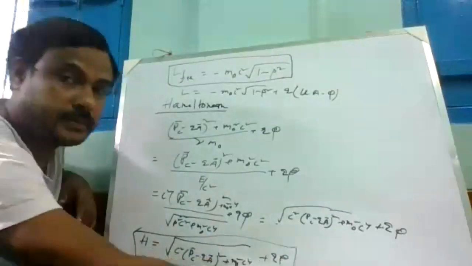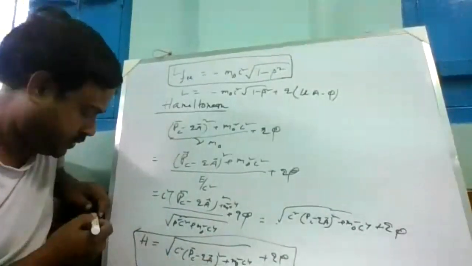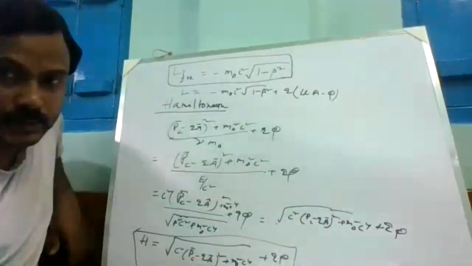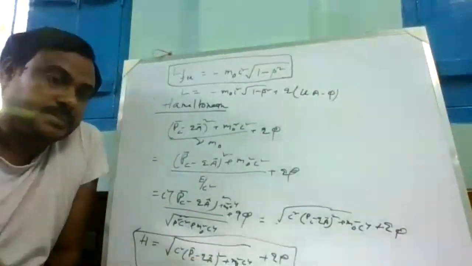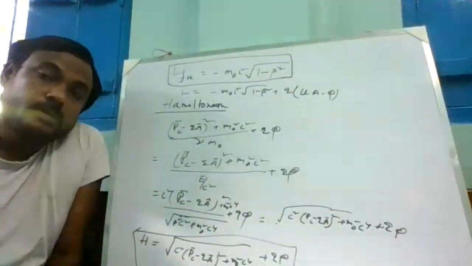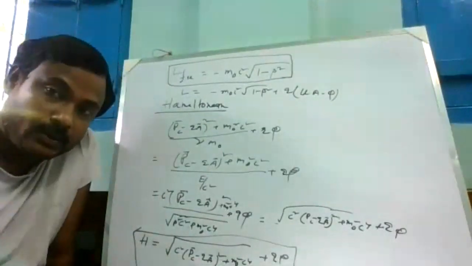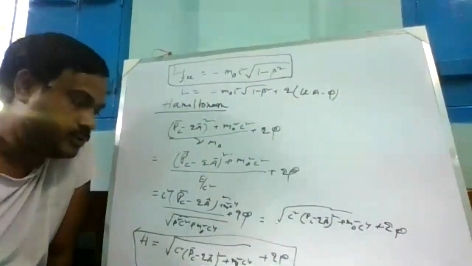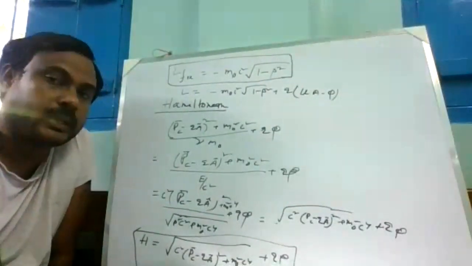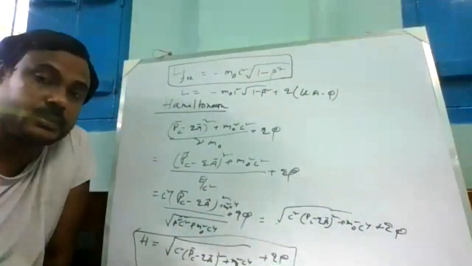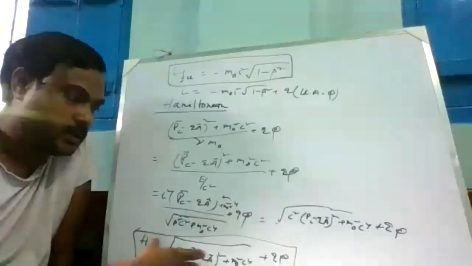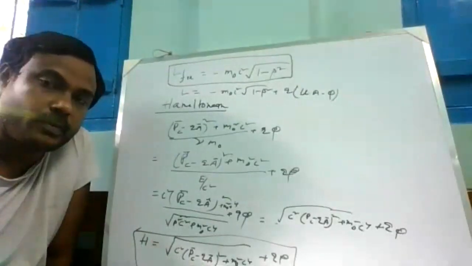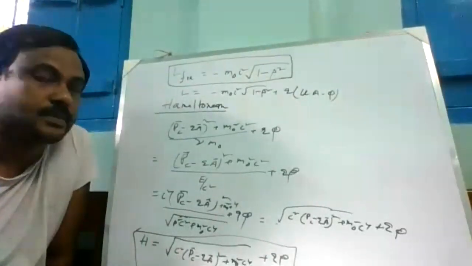Lagrangian and Hamiltonian formulation of a particle in an electromagnetic field is complete. Now, when you study field theory in your higher classes, you have to use this language, this type of Lagrangian and Hamiltonian. This Hamiltonian has to be used in field theory.